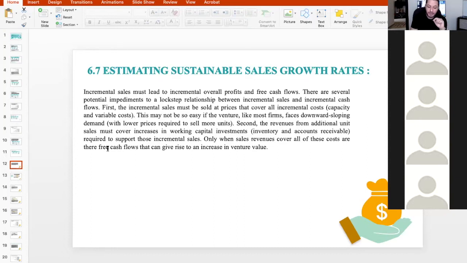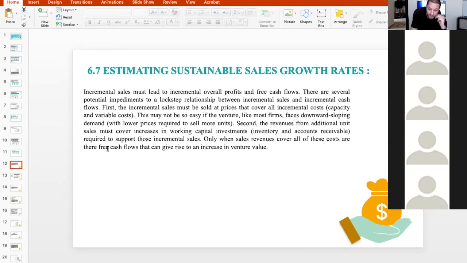So first, the incremental sales must be sold at prices that cover all incremental costs. So when you are selling more, you have to be sure first that these incremental sales cover all your costs, so you can have a positive net profit. هذا الشرط الأول. إذا حبيت تسوي نمو لازم تكون متأكد أن زيادة مبيعاتك هذه راح تغطي على الأقل مصاريفك، عشان بعدين تزيد في البروفيت.